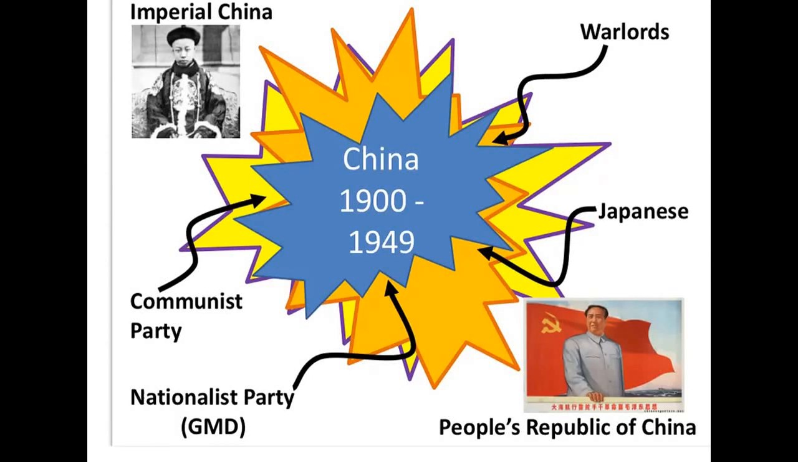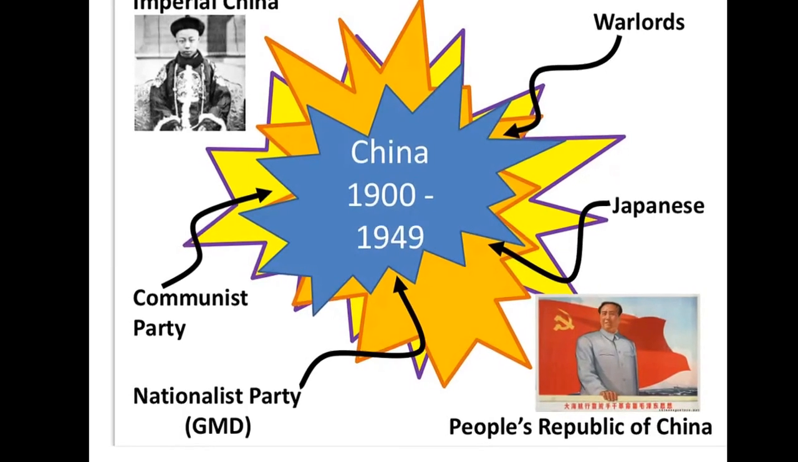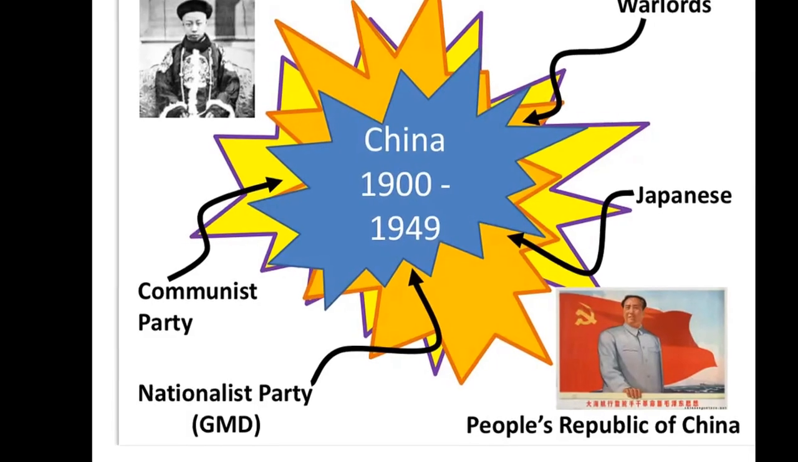China in 1900 was an imperial country. By 1949, it had a communist republic. Between those two dates, you have various groups competing for power in the vacuum that's created. You have the Chinese Communist Party, the CCP. You have the Nationalist Party, the Kuomintang, the GMD. You have local warlords and also the Japanese. In this presentation, take notes on the key factors, individuals and events that shape China's development.